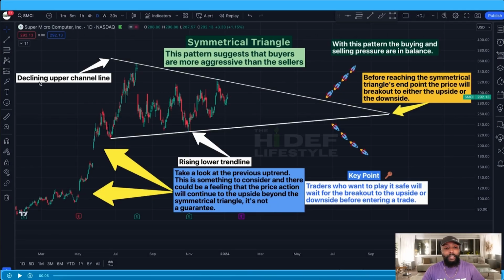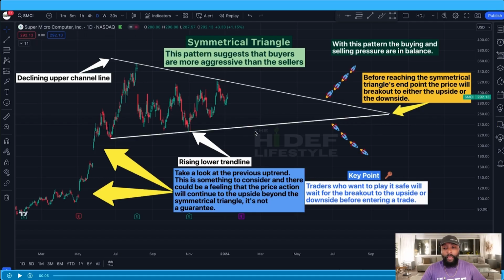Now, you have a declining upper channel line right here. And then you have a rising lower trend line right here. But let's take a look at what happened before all of this took place. You had a strong uptrend. That's important to note. A strong uptrend. Now price is moving sideways.